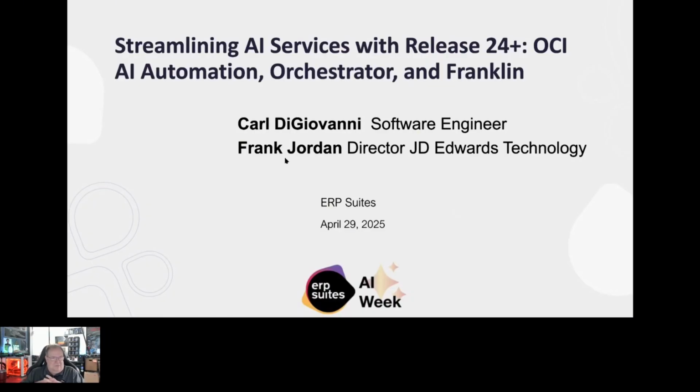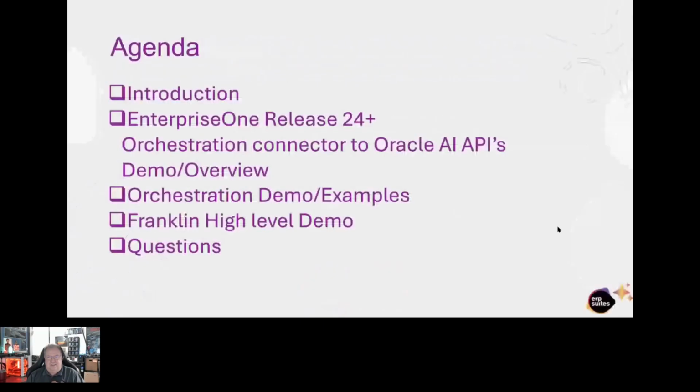Again, this is less than 30 minutes, so this is a high level. We'll go through the agenda. Carl's going to show you some things on the orchestrator side. So we'll introduce ourselves real quick, go through, I'll show a little bit about what came in release 24 last year. We'll have some demos of that, and if we have time, we've got an Oracle digital assistant called Franklin as well. But if you have questions, go ahead and try to keep this interactive if we can.